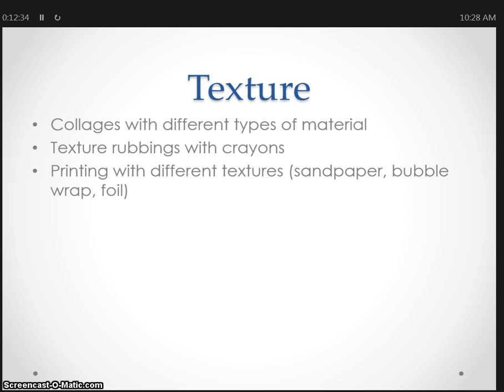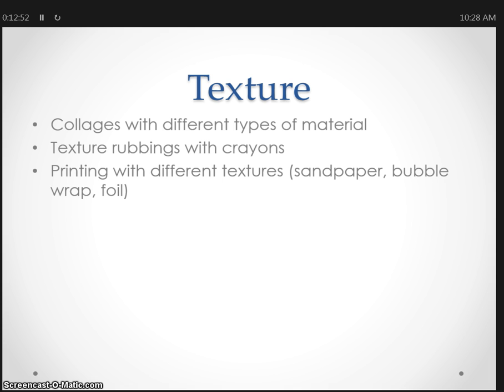Wrapping paper, newspaper, magazine paper, just anything they can glue down. Texture rubbings are cool, where they take a piece of paper and put it on top of things. It might be change, like pennies and nickels. It might be sandpaper. It can be tons of things.